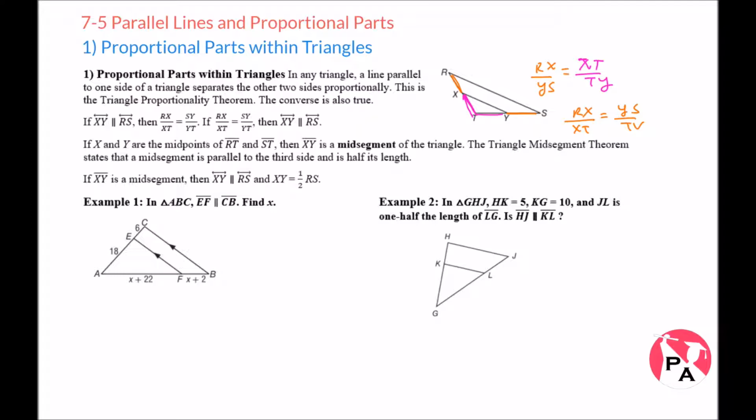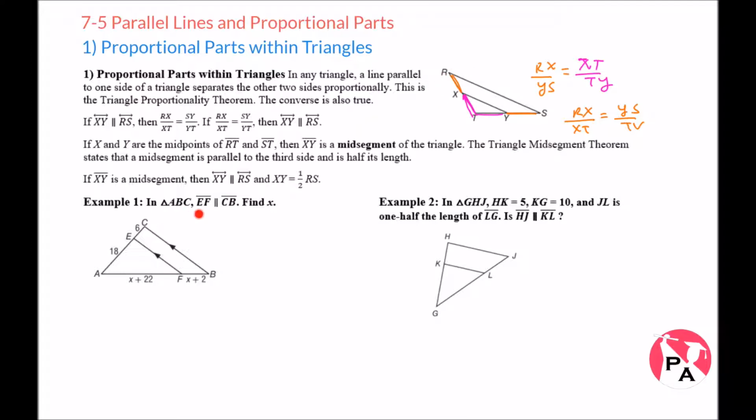We have one more thing to talk about. When we have a mid-segment, let's say XY is the mid-segment of the big triangle. In that case, the similarity ratio is going to be 1 to 2. So if XY is 1, RS is going to be 2. If XY is 5, RS is going to be 10. That's going to be the similarity ratio of the triangles. Also, xt over tr is going to be 1 to 2 again. So let's see the examples that we have.